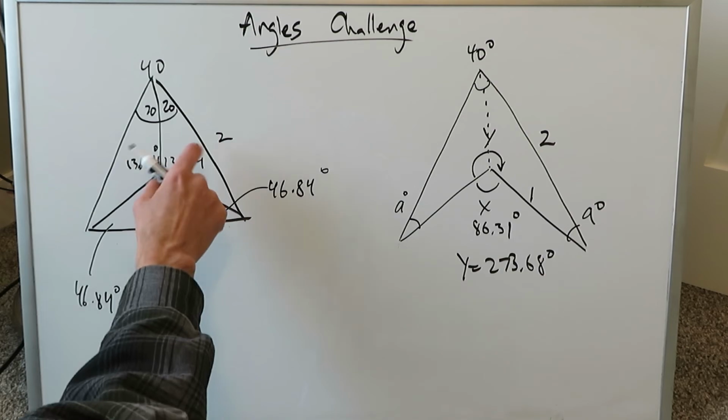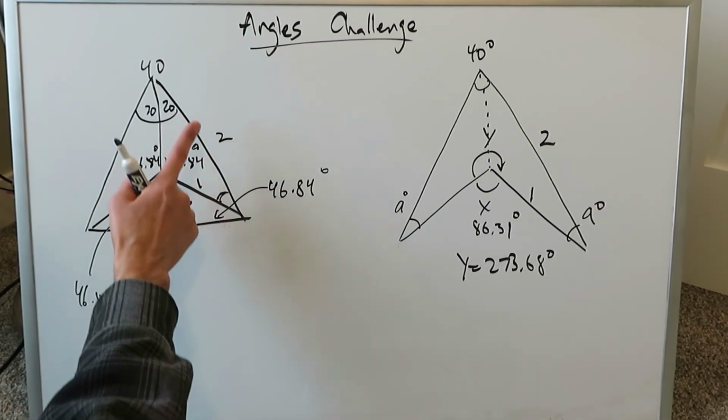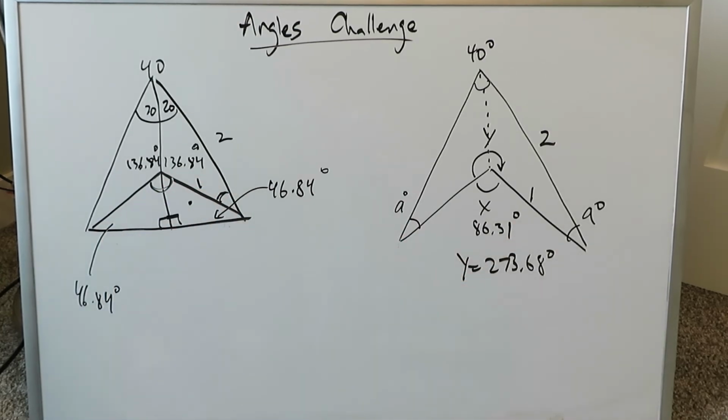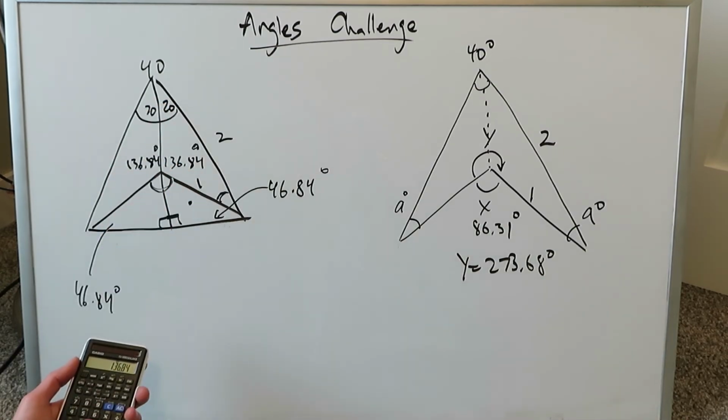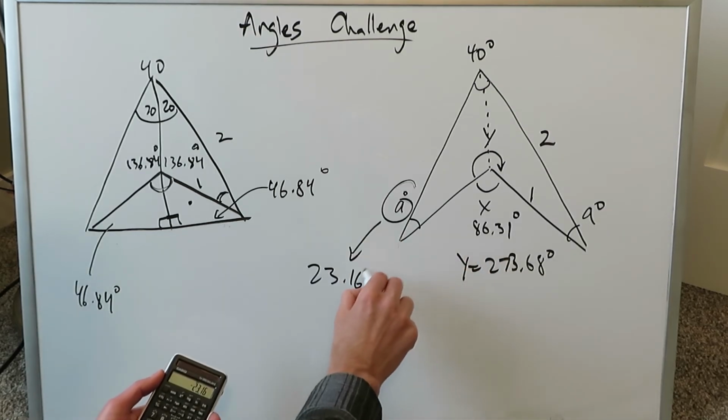And now we have a good amount of information to determine this value right over here. I have a 20 plus 136.84 minus that from 180, and I'll get that A value over there. So I'll do 136.84 plus that 20, and I'll minus that from 180. I get an A value of 23.16 degrees.